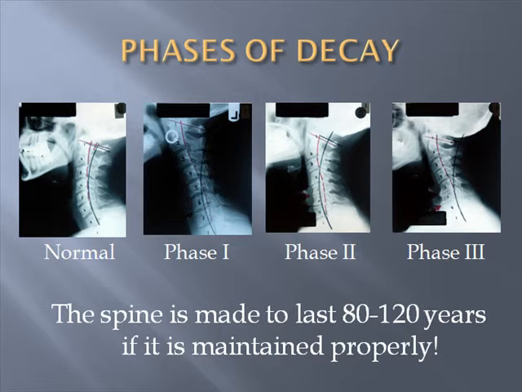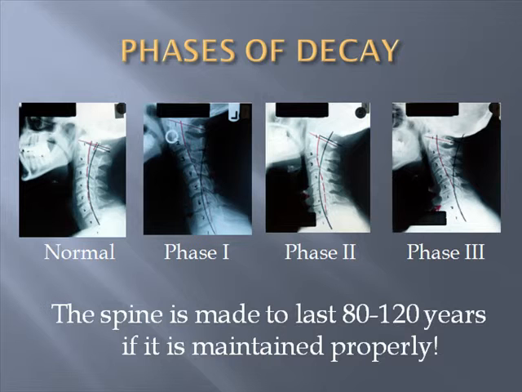Here are the phases of decay side by side. With on the far left being normal, you can see that the shape of the neck pretty much coincides with the black curve line from the lateral view. Phase 1, you've got a loss of the curve, an anterior carriage of the head, and you're starting to see some disc space reduction between the 6th and 7th vertebrae.